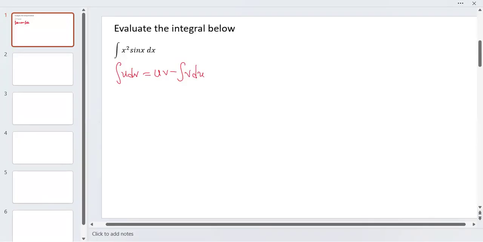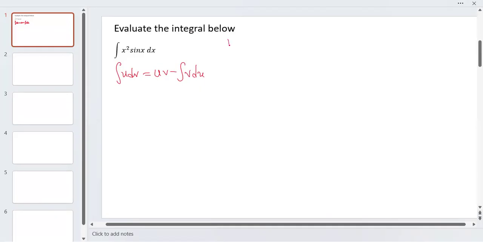Now, you have to be very careful when using this approach. The reason is this: the first term may not necessarily have to be your u, while the other terms remain the v. It doesn't work that way. So how do we know what is u and what is v? So this is what you do.